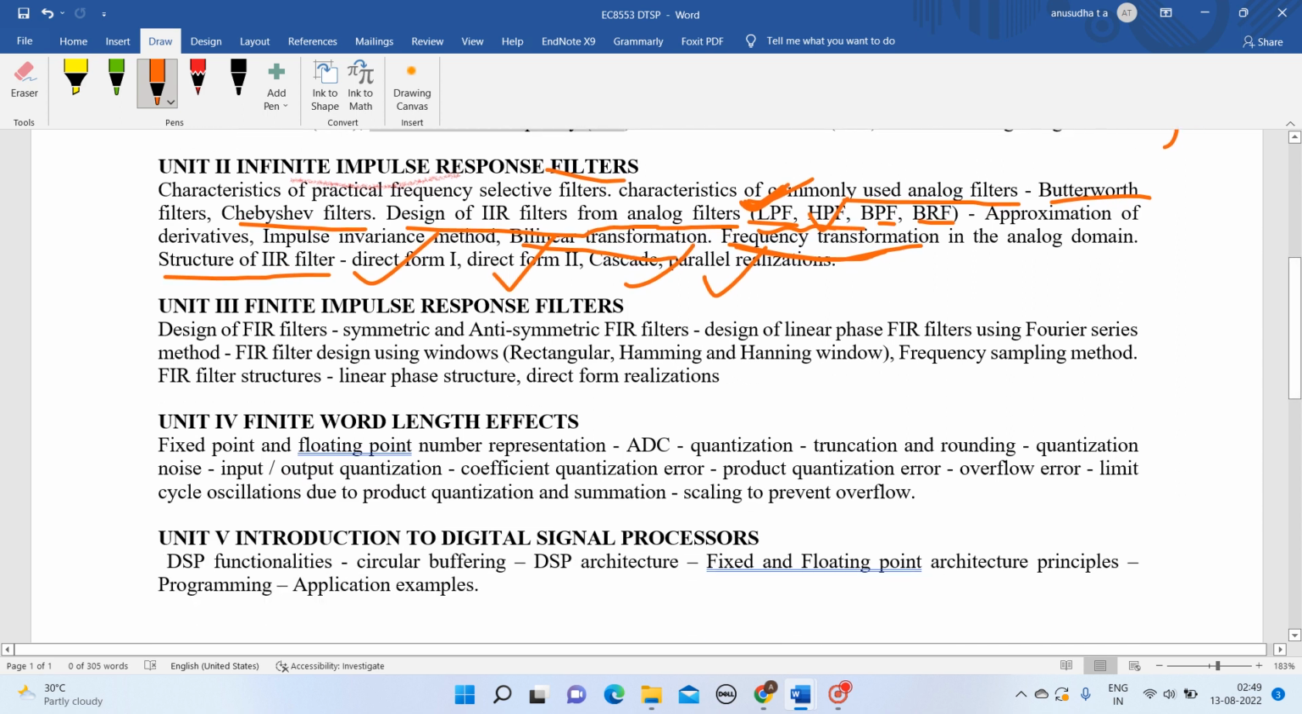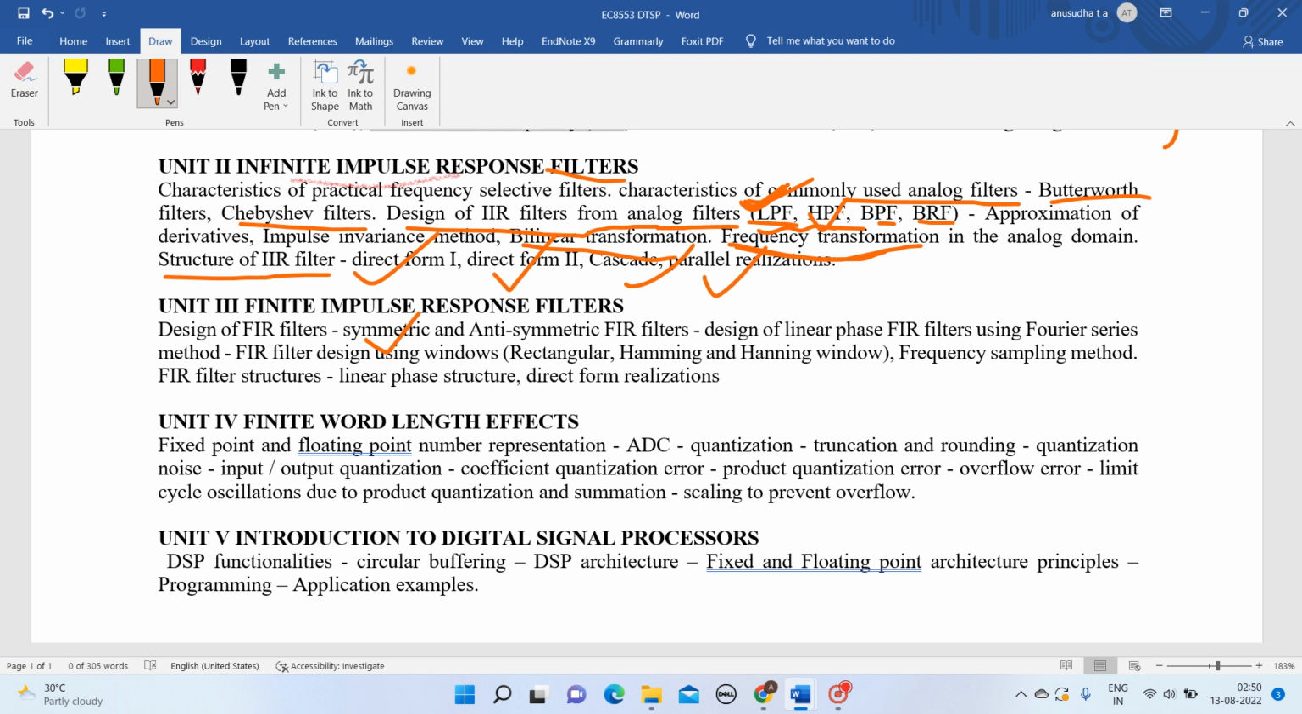Unit 3, finite impulse response filters. Comparatively to infinite impulse response filters, there are many advantages in the finite impulse response filter. You might get this question: what are the advantages of finite impulse response filters? Here also we are going to design the finite impulse response filters using symmetric and anti-symmetric FIR filters. Here we are considering only symmetric type FIR filters.